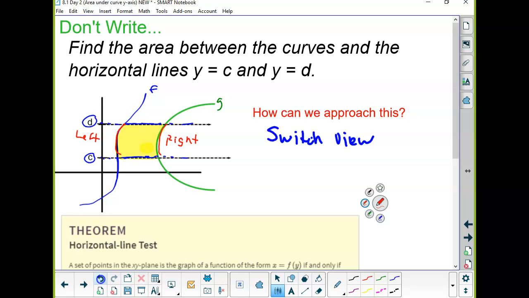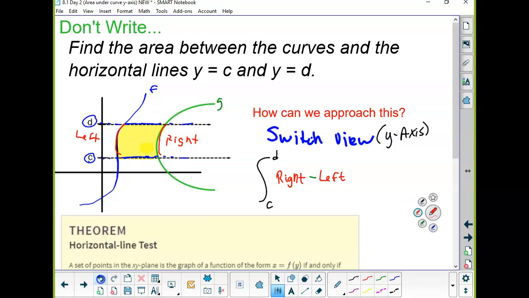And what we're going to do today is switch our view to the y-axis. So the integral, not from x to x, but from y to y. We're going to go with the lowest value, which is c, to the highest value, which is b. Now we're going to take the right side, and we're going to subtract the left. Now this is tricky. What do you think is going to be written right here? dy. Perfect. dy.